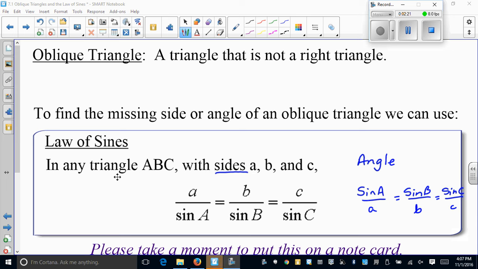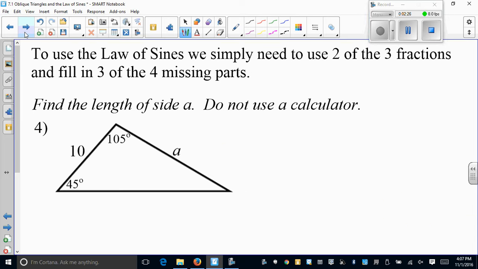So in our first example, to use the law of sines, we simply need to use 2 of the 3 fractions and fill in 3 of the 4 parts. On this one, don't use a calculator because they're giving you really nice values. Find the side a. They only ask you to find a.